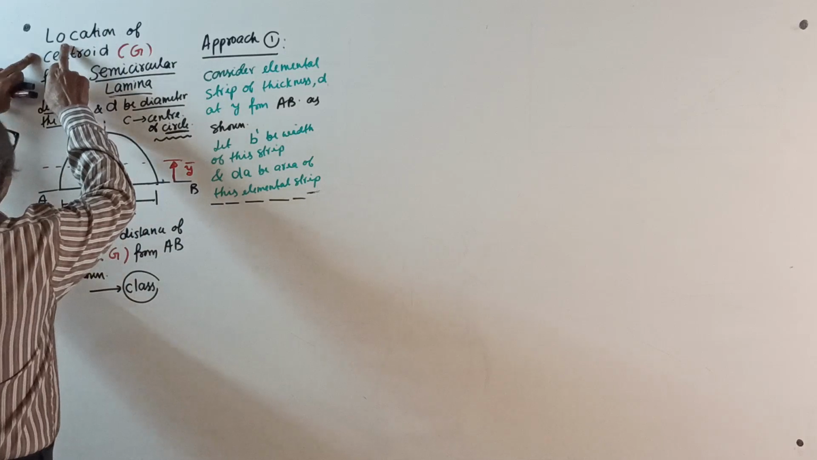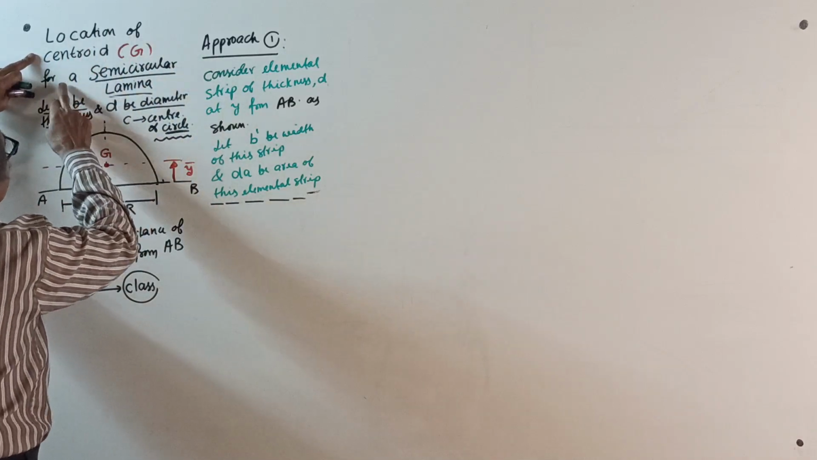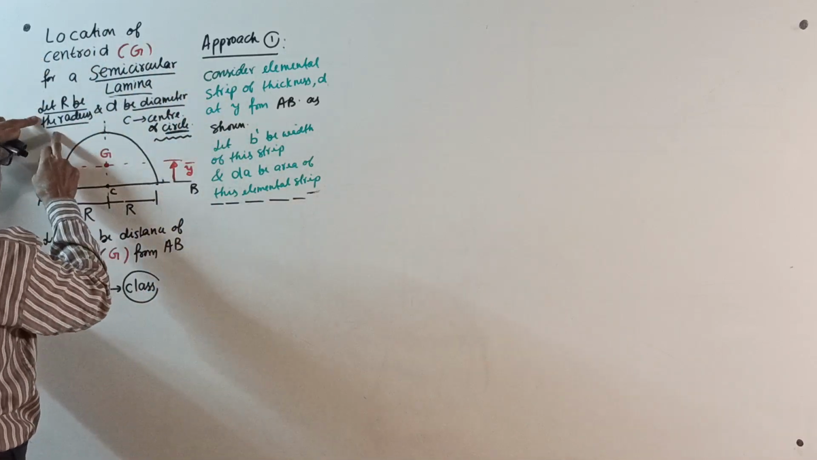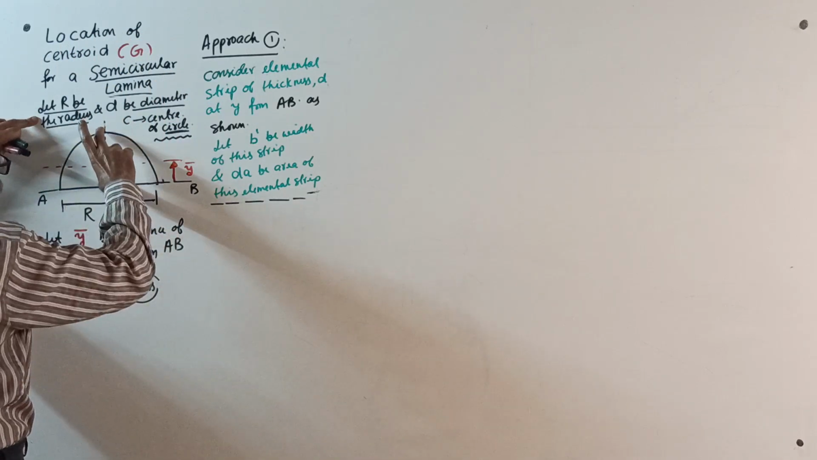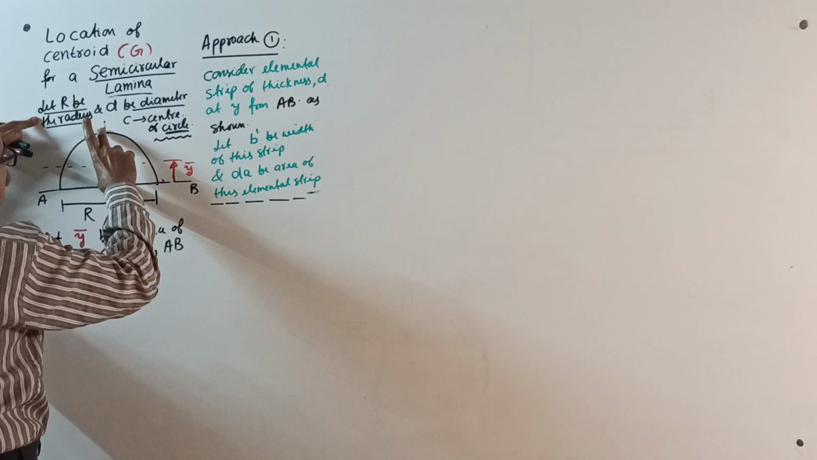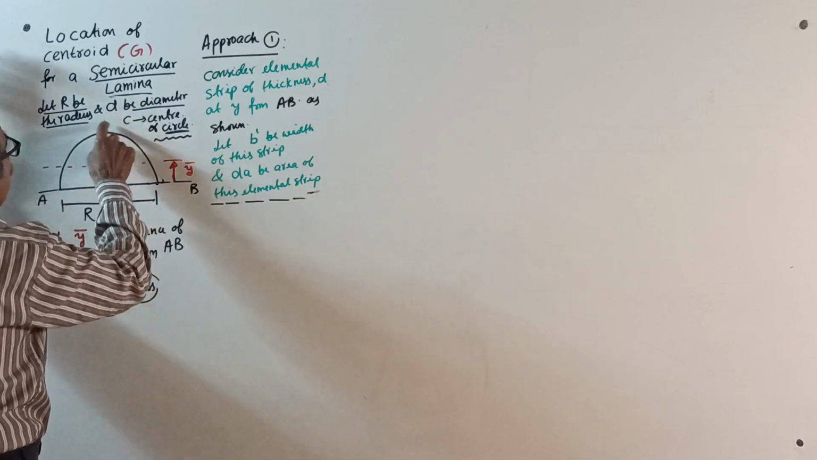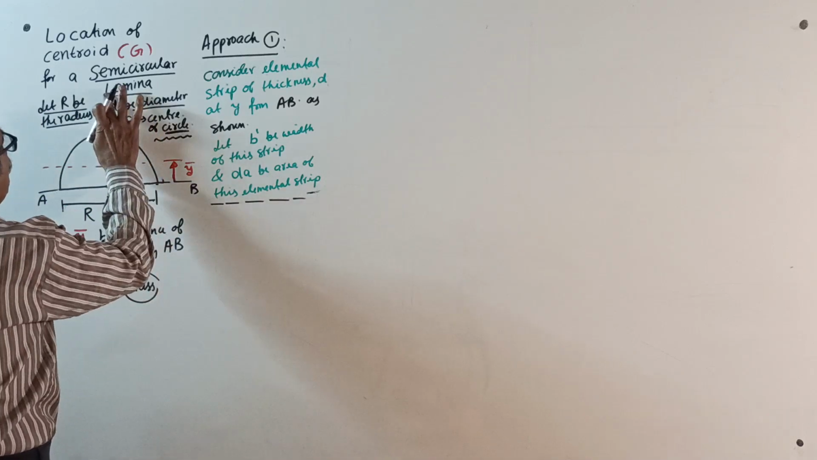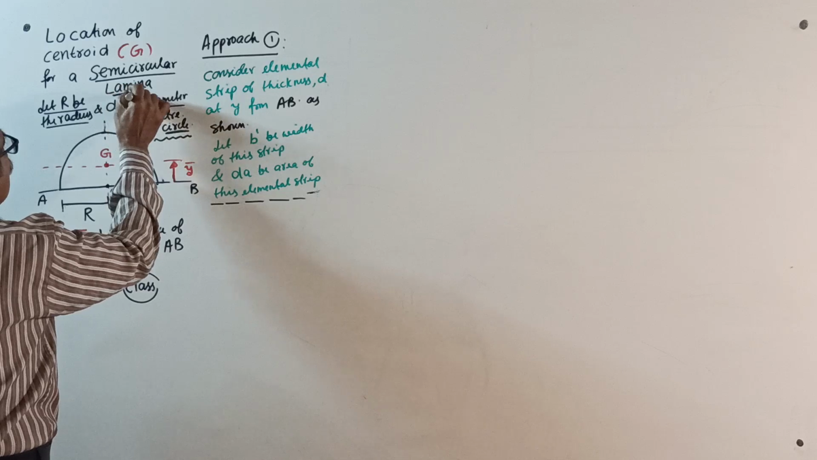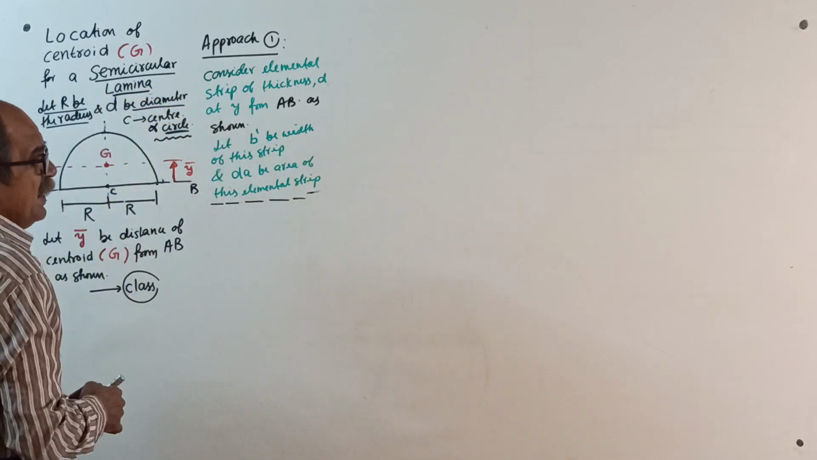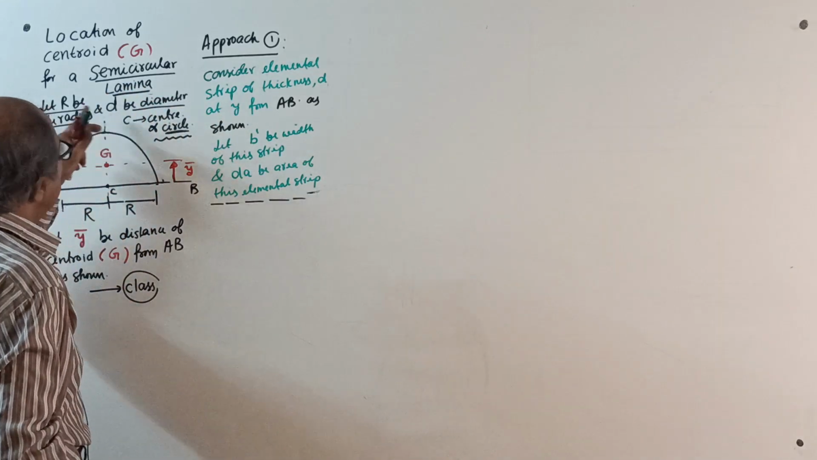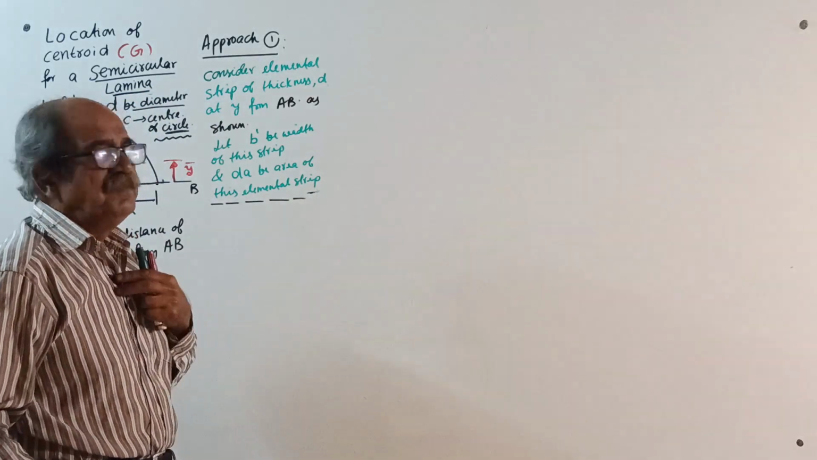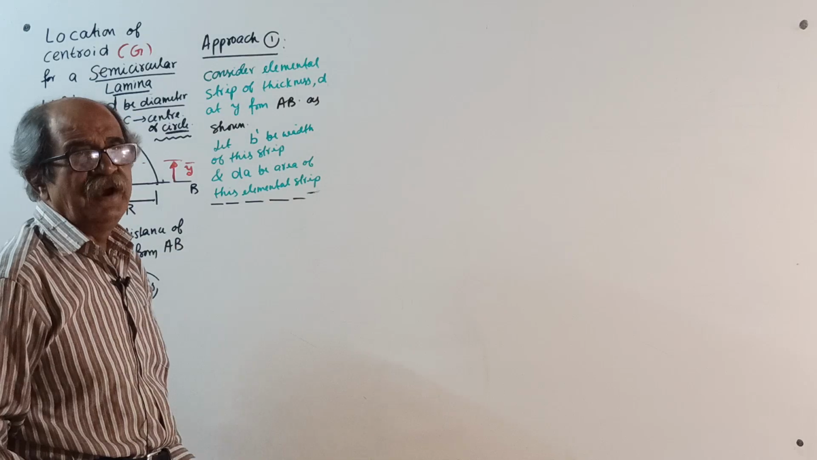See here, location of centroid G for a semicircular lamina. Let R be the radius. If this is R, people know everything is R, and D be the diameter, because sometimes in an examination they can give the diameter D. If they give diameter D, you write let R be the radius, because the bookwork you are solving in terms of radius.